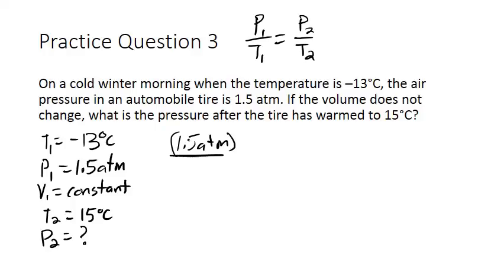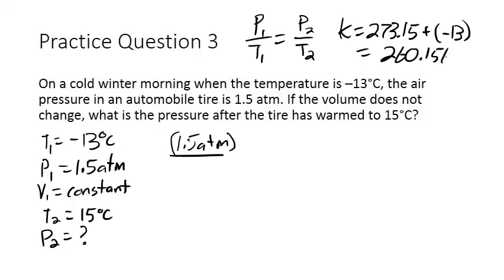divided by T1, which is, before I do that, I gotta convert to Kelvin. So when you do the conversion, you have to take 273.15, add what you're given, so we're given -13, and that gives you 260.15 Kelvin. So that's what I'm going to plug in here. You can't just put in -13 degrees Celsius. You have to convert it to Kelvin. As long as you remember this conversion factor here, you'll be fine.